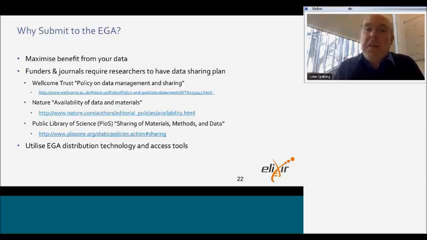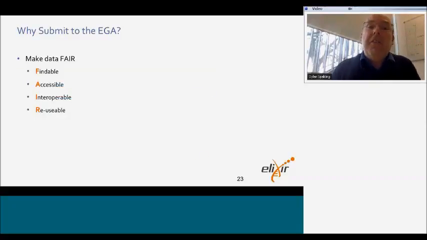The other advantage of submitting to EGA is you can utilize our distribution technology and access tools. You've seen earlier on in the statistics the amount of data that not only we archive but also distribute on behalf of other people. And ultimately, this makes the data at EGA FAIR. So we help make data findable, by giving it permanent identifiers; accessible, we provide the technology to download it securely; interoperable, we have the APIs which interact with other archives and so on to allow the data to be pulled down; and reusable, again with the identifiers and the fact we're using a long-term archive.